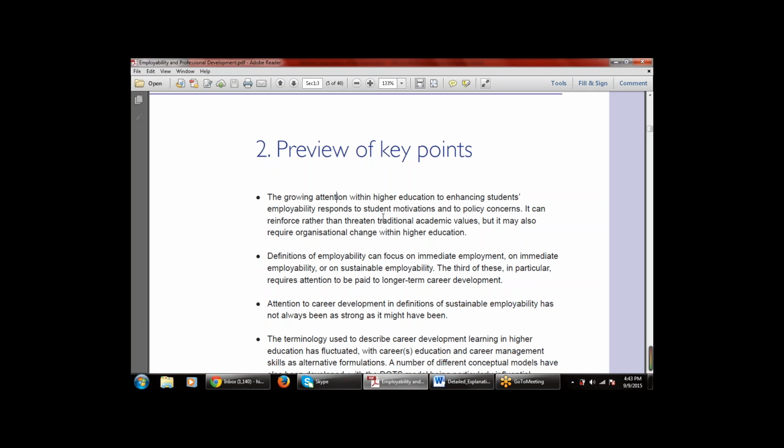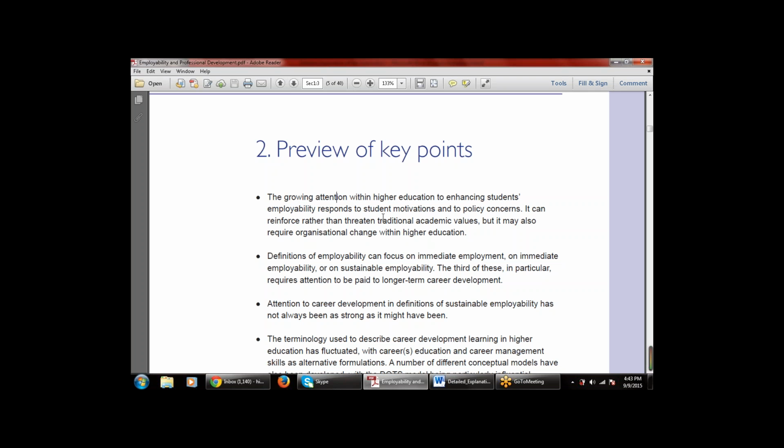It can reinforce others, but it can also threaten traditional academic values, and it may also require organizational change within higher education. That is how to change higher education, because in earlier days education was different, but now it is different because of online teaching. Five years ago there was no such concept as online teaching, but now it is common. Even school-going children opt for online teaching for math, science, any subject.